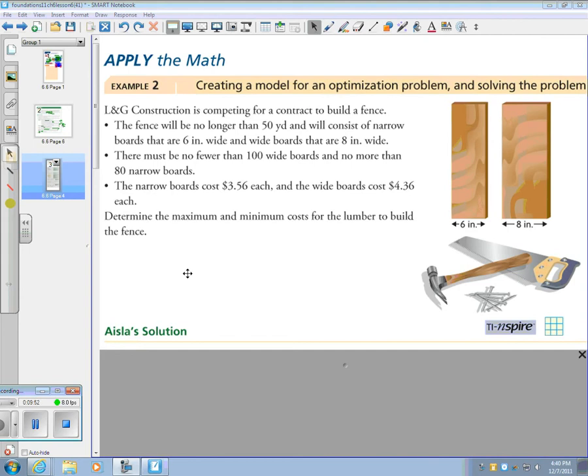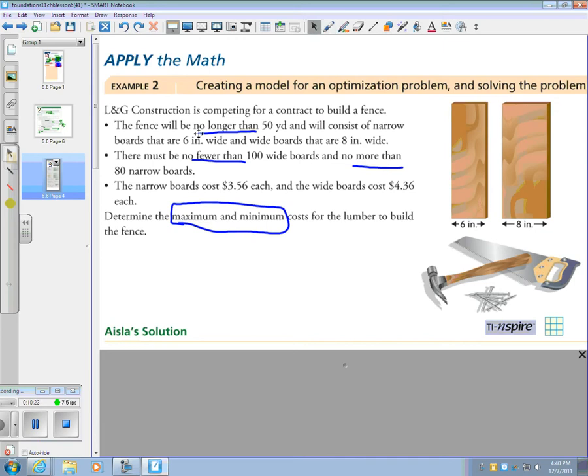The narrow boards cost $356. The wide boards cost $436. Determine the maximum and minimum costs for the lumber to build the fence. There's tons of math language here. No longer than, no fewer than, no more than. And then maximum and minimum tell us we're doing optimization. So let's see how they went through this.